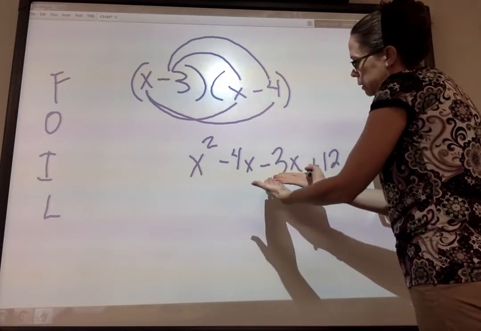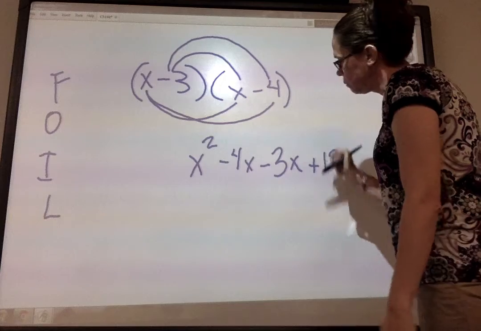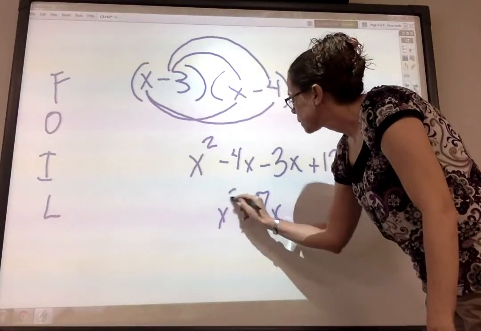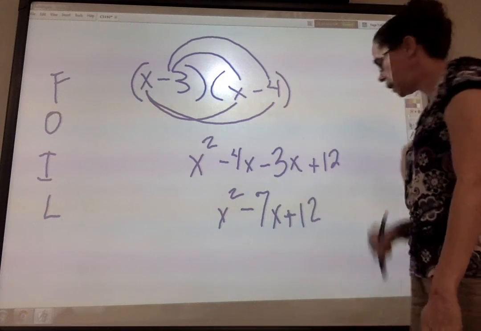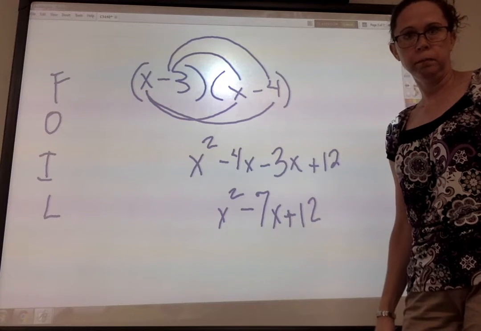Now, we combine anything that's like. Our middle terms are like. Negative 4x and a negative 3x combine to give me negative 7x. So I end up with a product of x squared minus 7x plus 12. Okay?